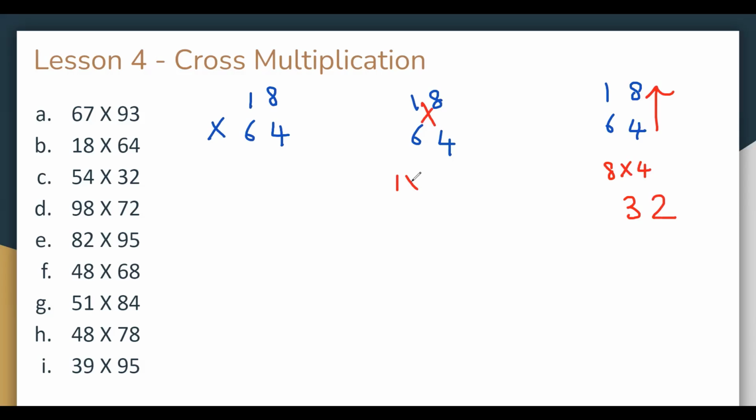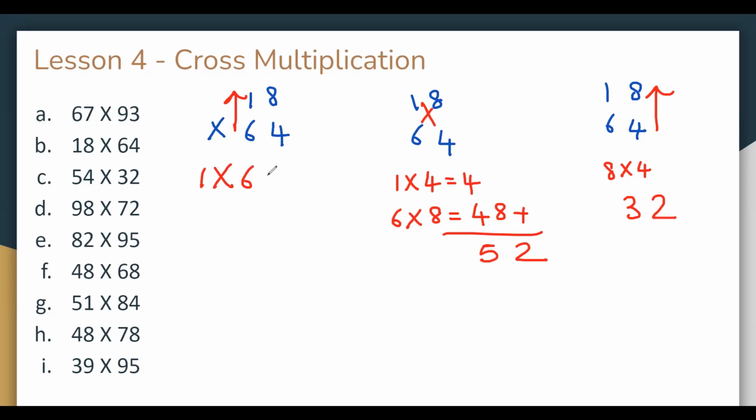So 1 times 4 is 4. And 6 times 8 is 48. And then we add them. So 4 plus 48 is 52. And then we have to multiply the tens column. So 1 times 6 is 6. All right. So what all numbers have we got now? We have got 6, 52, and 32.